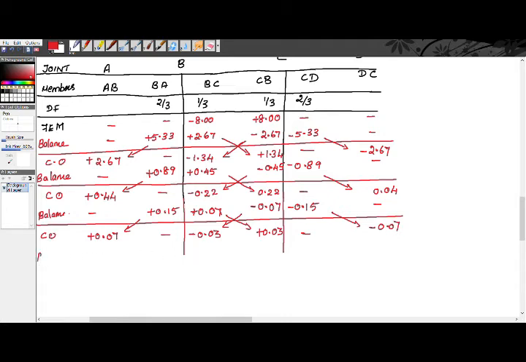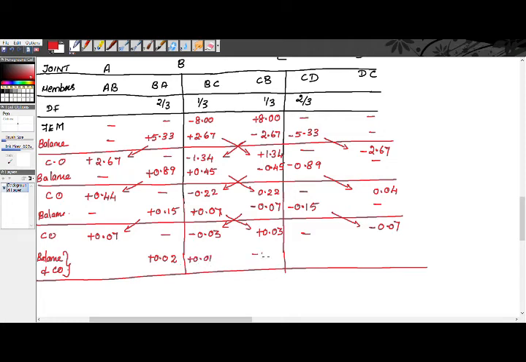Now last step, since it is fixed supports everywhere, we balance and carry over. We will stop with this step. Last step, when it is fixed support, you should balance and carry over, and then you have to stop. Okay, so balancing, what you get? Here it is plus 0.02, plus 0.01, minus 0.01, minus 0.02.